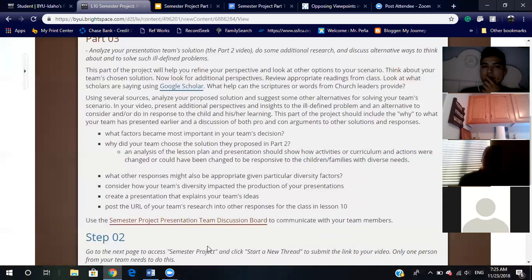So, okay. We just basically delve into it to think of a solution. So let's see. We talked about the alternative solutions. And it says right here, consider an alternative to consider or do in response to the child and his learning. So how would this affect Sophia's learning and Achak's learning?